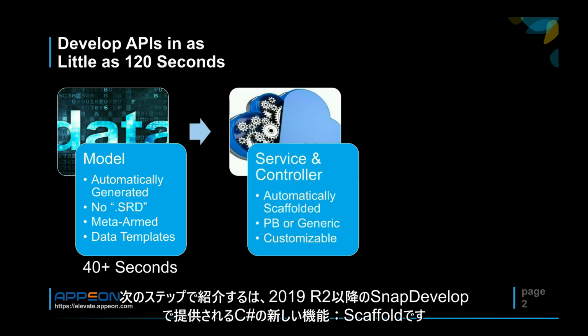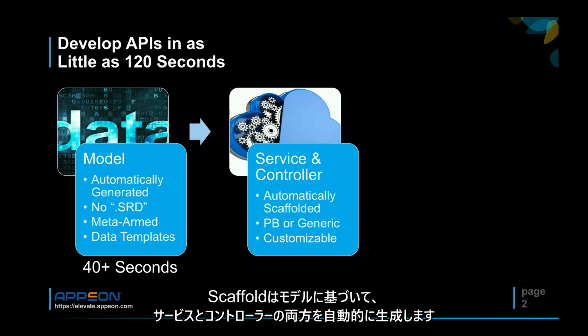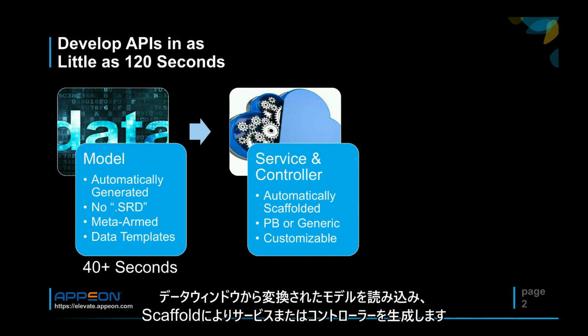Now, the next step is there's a new scaffolding feature for C# that is provided in the SnapDevelop IDE starting with version 2019 R2. The scaffolding takes care of automatically creating in C# both your service and controller. It can generate that simply based off of the model. So now that we have a DataWindow converted to a model, the scaffolding engine will read that model and generate for you a working service or controller.